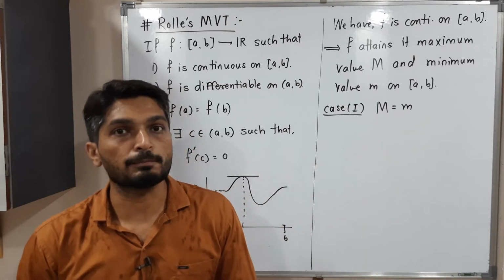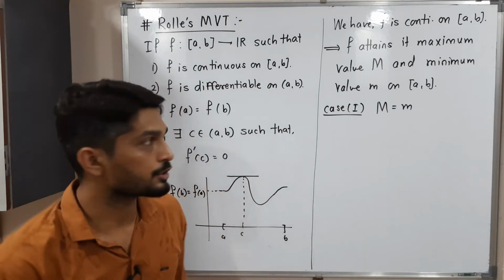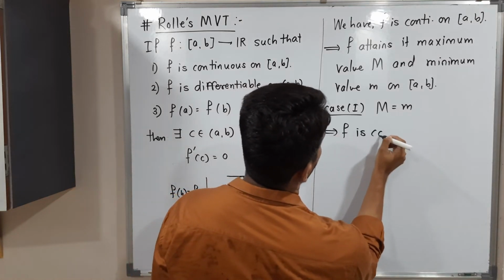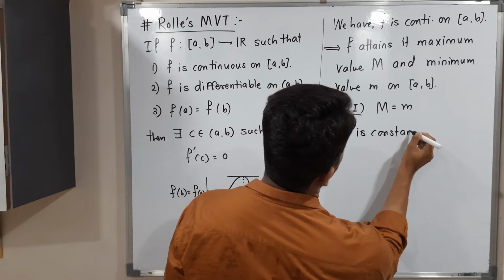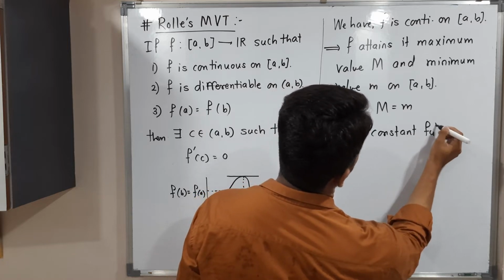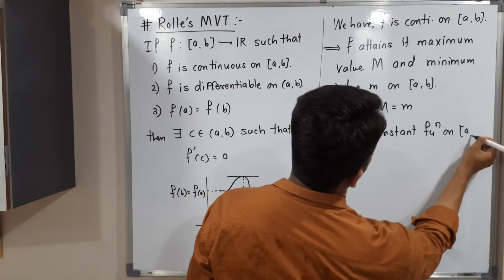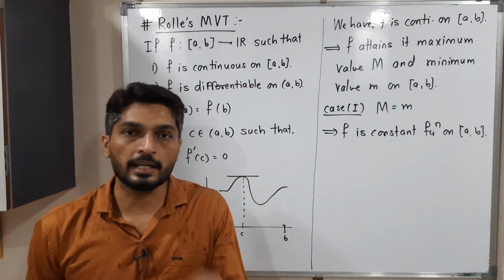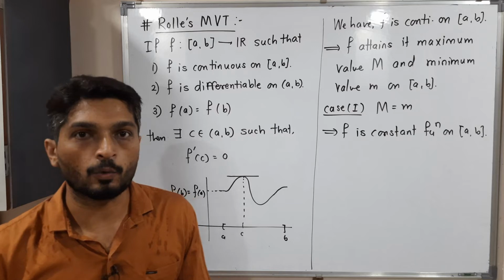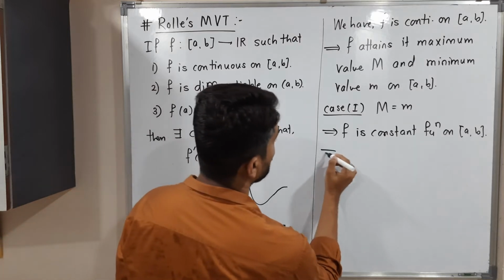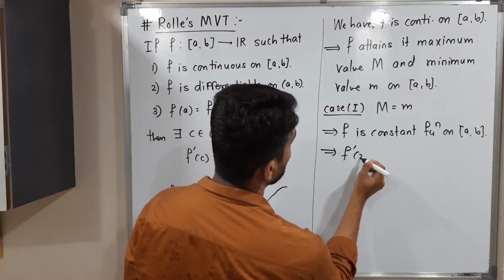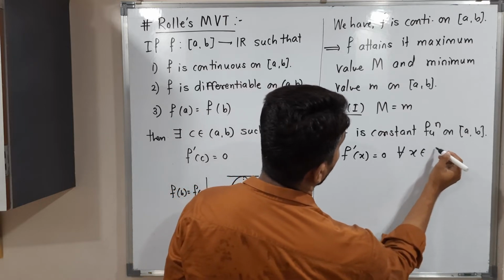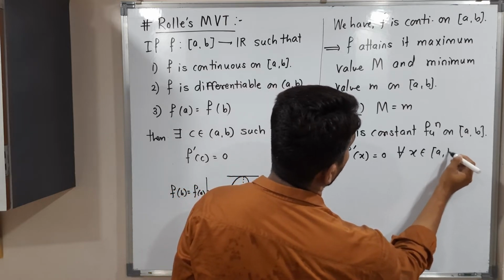That means the function must be a constant function. So let me write here, implies f is a constant function on closed interval [a, b]. So you know that if you have any constant function, its derivative must be 0. No need to say anything, right? f'(x) = 0, and this is true for all x belonging to closed interval [a, b].